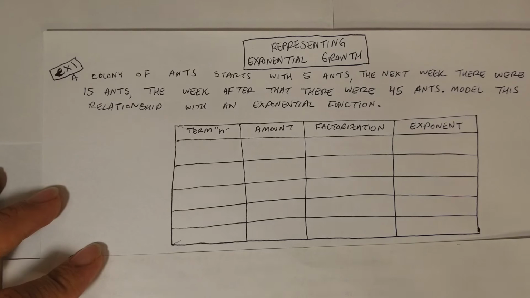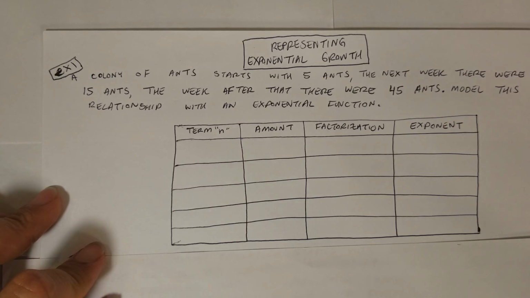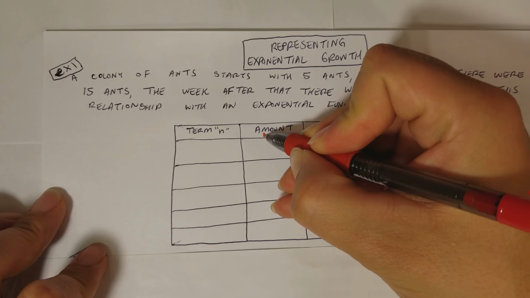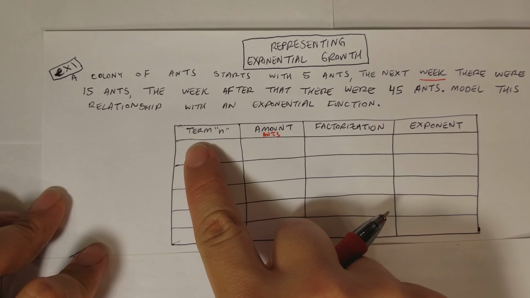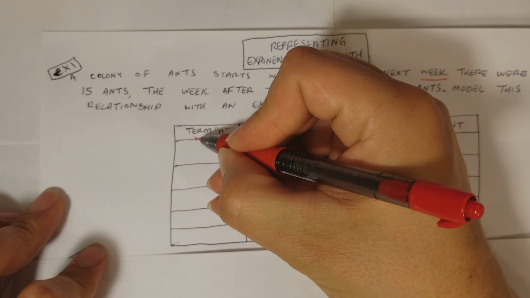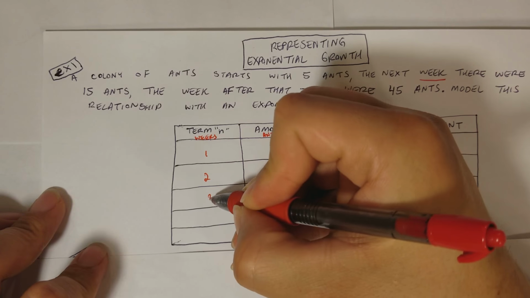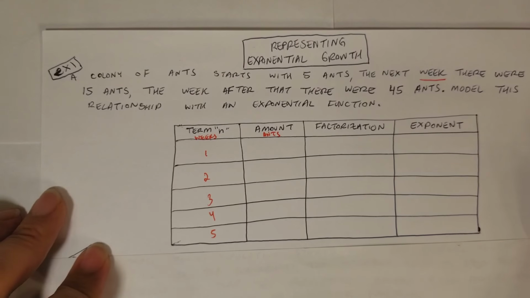All right, so term N, what are we talking about here? A colony of ants starts with 5 ants, and then the next week there were 15 ants, and the week after, there were 45 ants. So the amount here is ants, and the term N, which is the time frame, is weeks. So I'm going to write week number 1, week number 2, week number 3, week number 4, week number 5. How many ants do we have corresponding to that number of week?